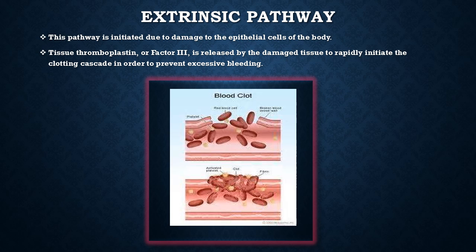The extrinsic pathway is a pathway that is initiated due to damage to the epithelial cells of the body. Tissue thromboplastin, or factor III, is released by the damaged tissue to rapidly initiate the clotting cascade. This is done in order to prevent excessive bleeding.